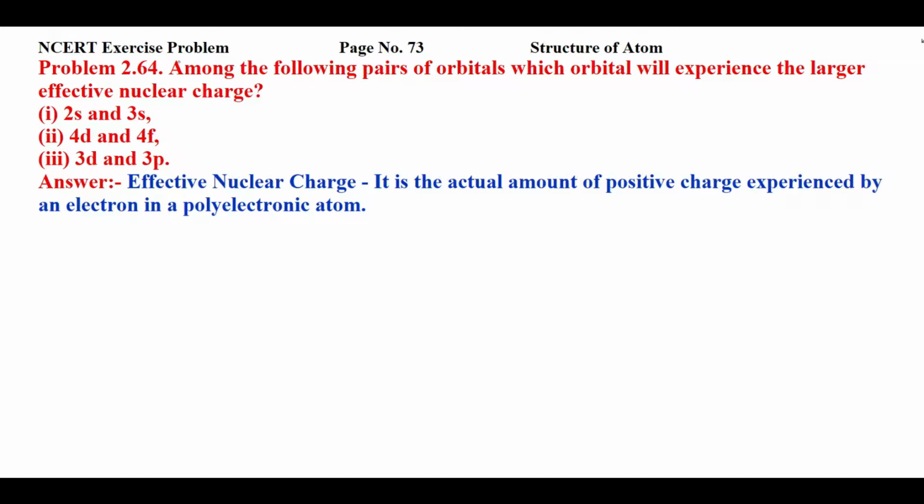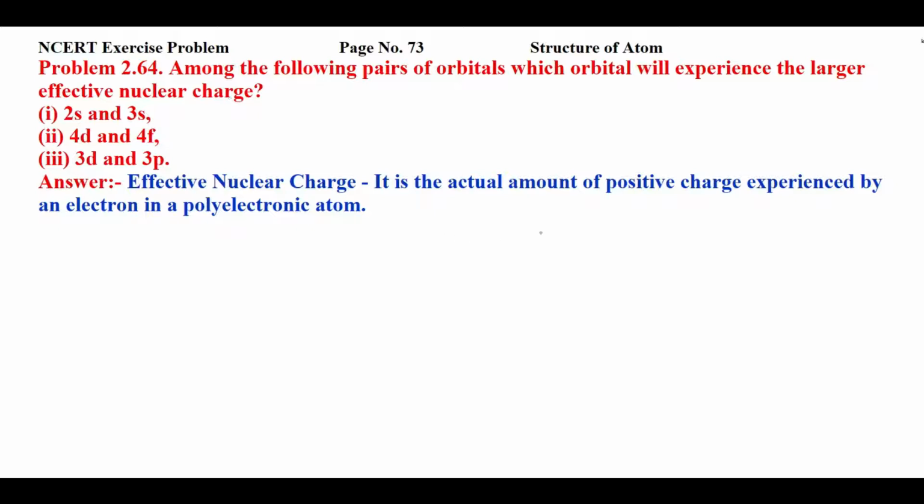Students, this is NCERT exercise problem 2.64 from page number 73 of Structure of Atom, right? So let's read this statement. Among the following pairs of orbitals, which orbital will experience the larger effective nuclear charge? We have three problems, and out of these pairs of orbitals, we have to tell about the larger effective nuclear charge. First of all, we'll see the definition of effective nuclear charge.